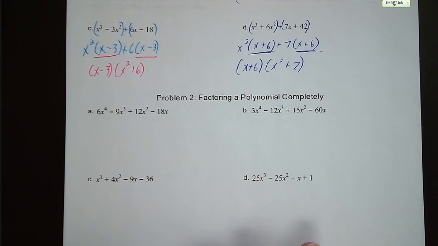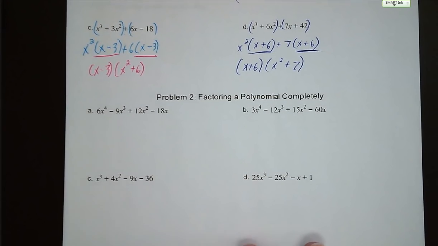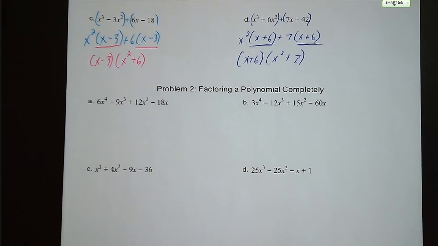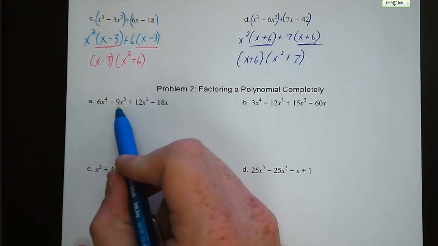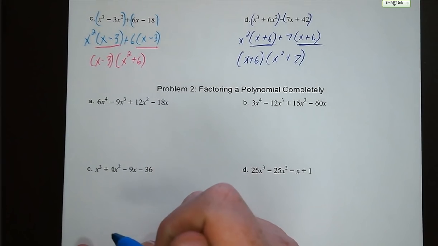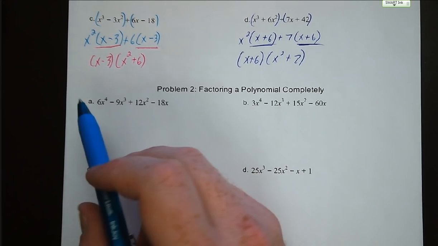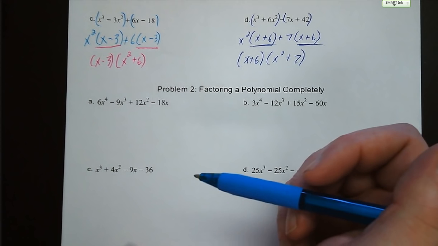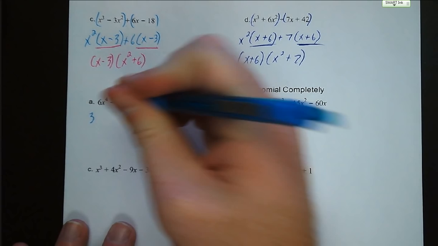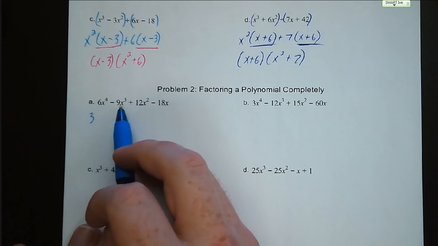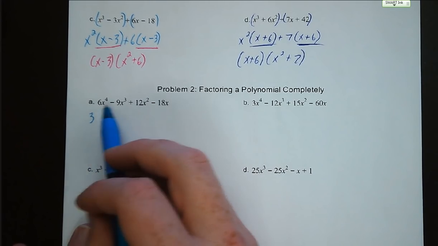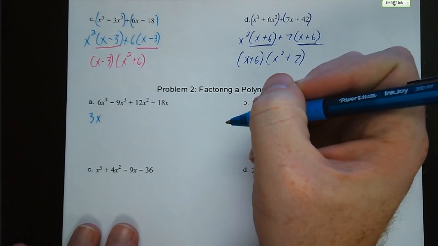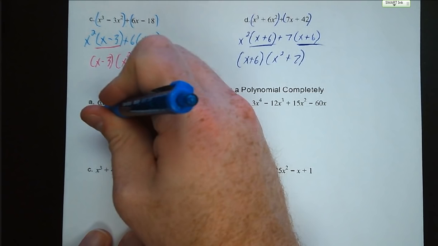Problem number 2. Factoring a polynomial completely. This would imply that we have more than one thing that we need to factor. So let's just start with looking at it. Do I have any common factors that I can pull out of all of my terms? 6, 9, 12, 18, those are all multiples of 3. So I can bring a 3 out from the whole thing. x to the 4th, x to the 3rd, x squared, and x, all of those have one x in them. So we can bring out an x as well. And let's see what we're left with.